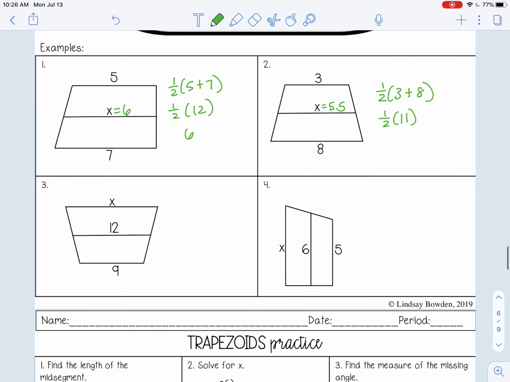Now, if you're given the mid-segment and you want to work backwards to find one of the bases, you want to start by writing the mid-segment, 12 equals, and then half the base plus the base. It doesn't matter which base you write first. All right, so you can solve this in a couple different ways. You can distribute that 1/2, or you can multiply by 2 on both sides to get rid of the 1/2. I'm going to just distribute it.